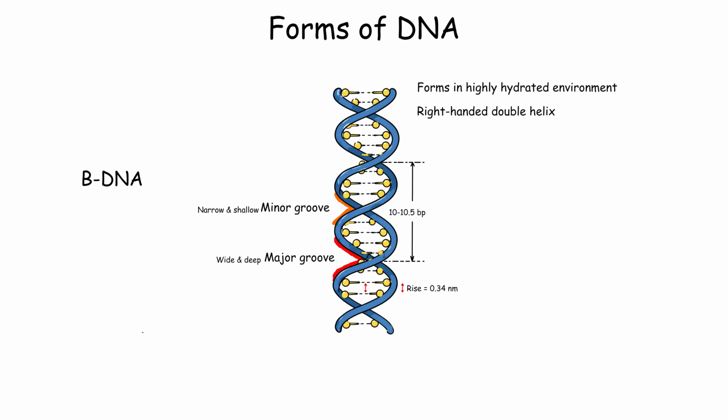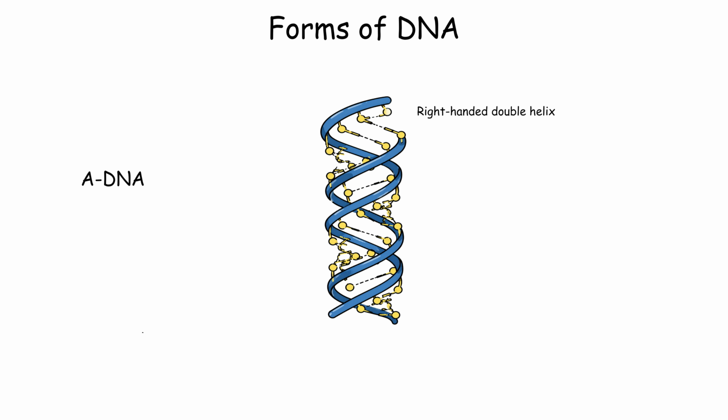The rise per base pair is about 0.34 nanometers, and the pitch is about 3.4 nanometers. Pitch is also known as the vertical length of one complete 360-degree helical turn. The diameter of bDNA is about 2 nanometers. In bDNA, the base pairs are almost perpendicular to the helix axis, with only a small base tilt of around 6 degrees.